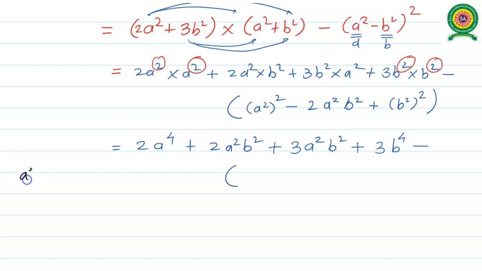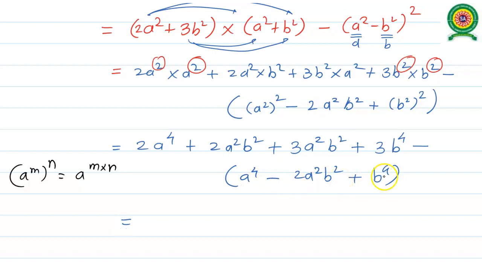As per the rule of indices, whenever it is of the form a raised to m raised to n, we can write it as a raised to m into n. So a square the square, that is 2 times 2, becomes 4, minus 2 times a square b square, and plus again b to the power 2 times 2, which is 4. Now try to open this bracket, but keep in mind the middle sign is minus. Due to the minus sign, all the signs change from plus to minus. Subtraction of polynomials. We get 2 times a to the power 4 plus, now those two are like terms, so we have to add them together.